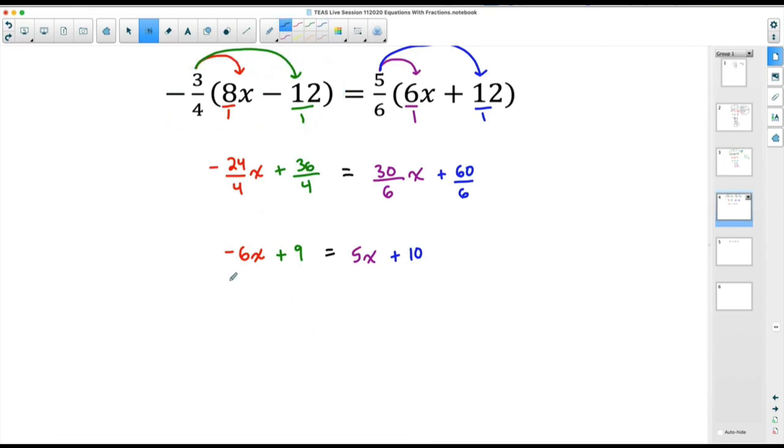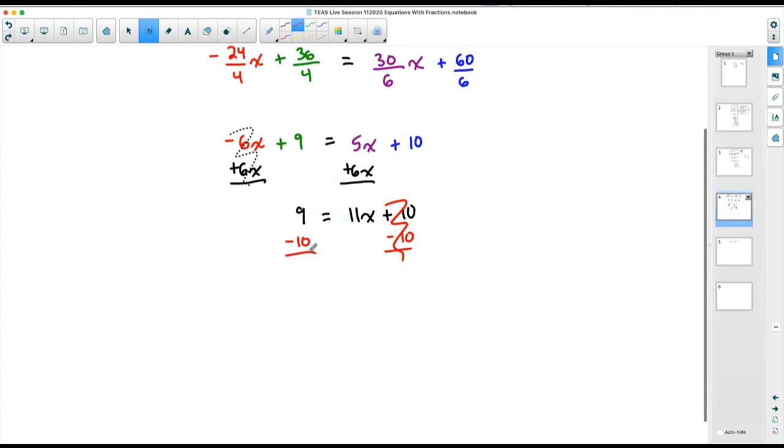Let's finish this off. I'm going to move, and it doesn't matter which one you move, the 6x over to the right-hand side. And I like doing that because it keeps my coefficients positive. So I got rid of my x on the left-hand side. Nothing wrong with that. We're left with 9. That's a positive 9 is equal to 11x plus 10. And then from here, our x is on the right-hand side. So I'm going to get rid of everything else over here, moving the 10 first. Subtracting that, that will cancel out our 10s. And 9 minus 10, watch your signs.